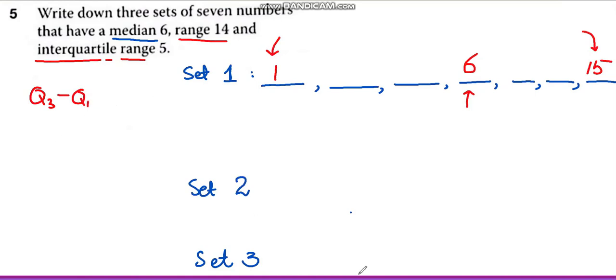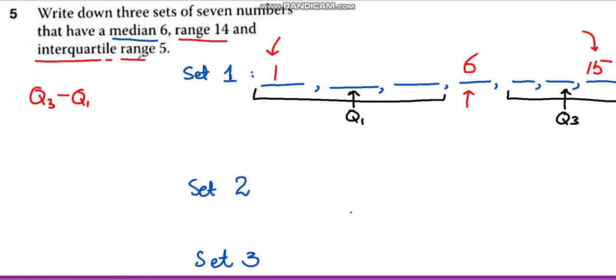So if I divide the data into lower half and upper half, the middle value of the upper half will exist over there, and the middle value of the lower half will exist over here. And they want us to have the difference 5, meaning the difference of the middle value of the upper half and the middle value of the lower half should be 5.